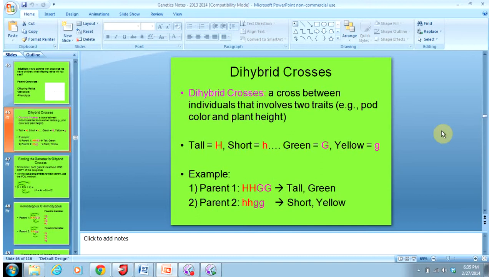But let's go ahead and get started. You should be in your genetics notes packet, starting off where we left off with the blood type notes.